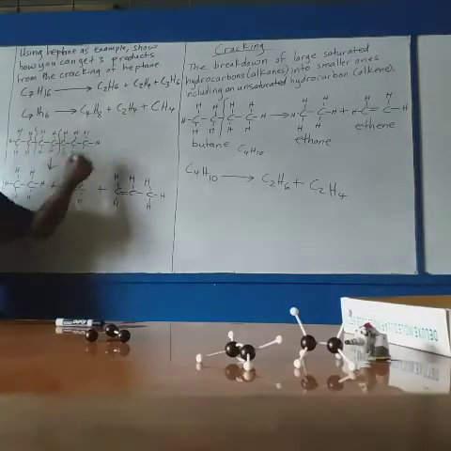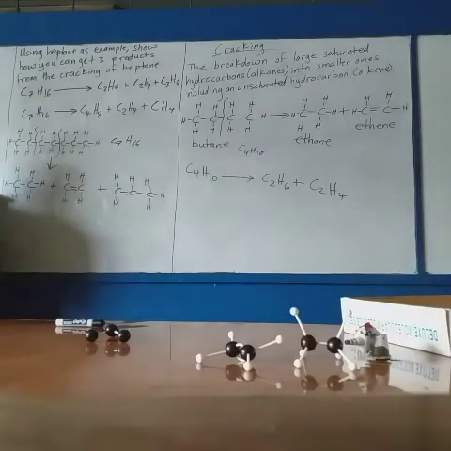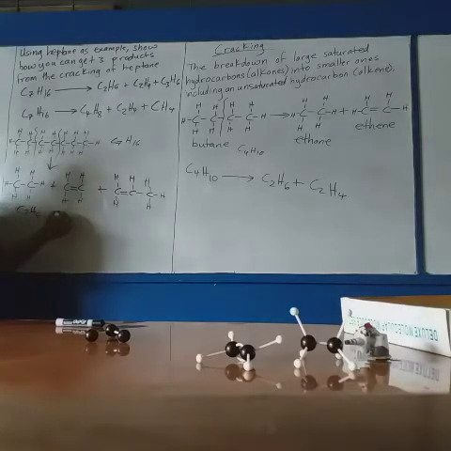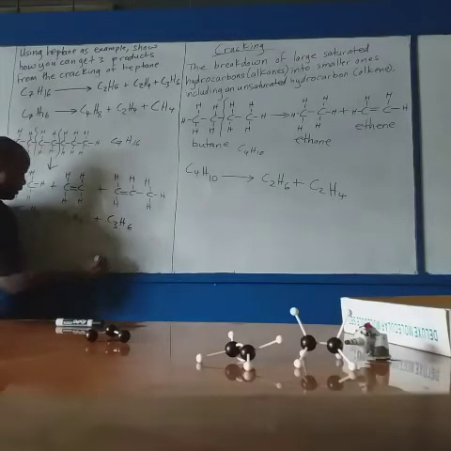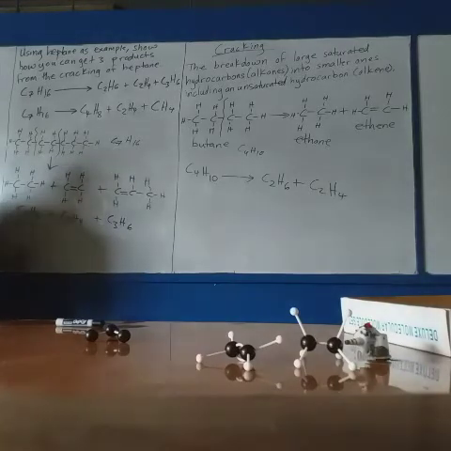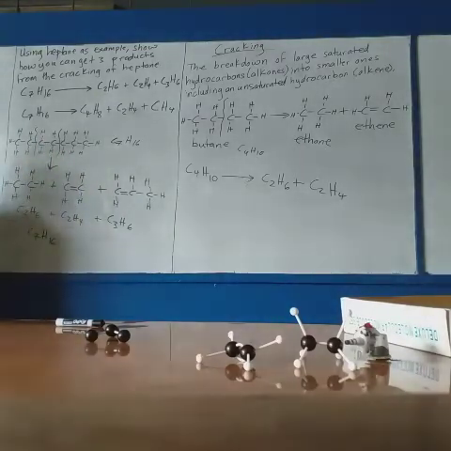So up here we have C7H16, and down here we have C2H6, C2H4, and here we have C3H6. 2, 4, 7, that's C7, 6 and 4, 10, 10 and 6, 16. So that is cracking. Oh yeah, there are 2.